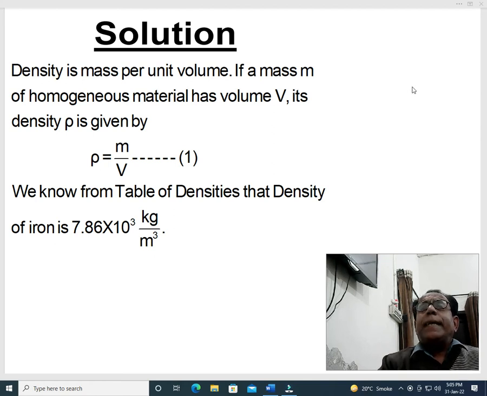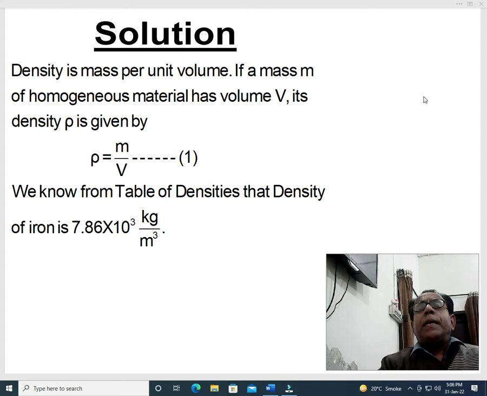Solution: density is mass per unit volume. If a mass m of homogeneous material has volume V, its density rho is given by rho equal to m over V, equation 1. Okay, this symbol is denoted by rho. This is not P. Density is denoted by rho, which is similar to P.